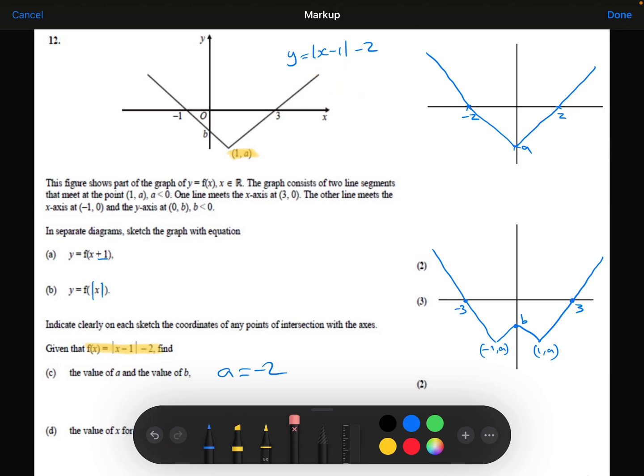Now let's pick another coordinate to substitute into this. Well, we want to know what b is, so let's substitute the coordinate (0, b). The x coordinate is 0, the y coordinate is b. So b equals the modulus of 0 minus 1, minus 2. The modulus of 0 minus 1 is minus 1. The modulus of minus 1 is plus 1. So b is minus 1. So that's my answer for part C.